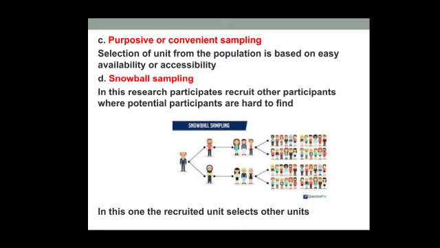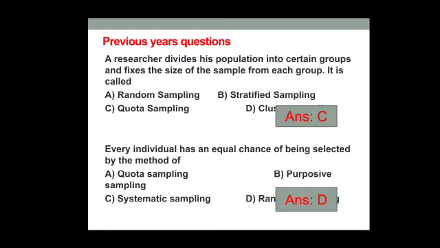Suppose a research study is about the freedom fighters. So we may find one freedom fighter who is alive. Then after finding that person, we ask him about other participants, other freedom fighters. So the participant who has already been selected may recruit another participant. That is snowball sampling.